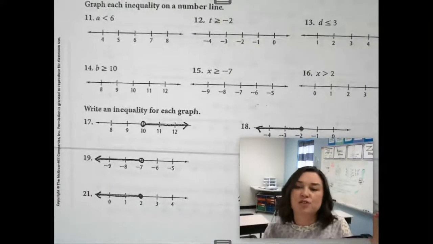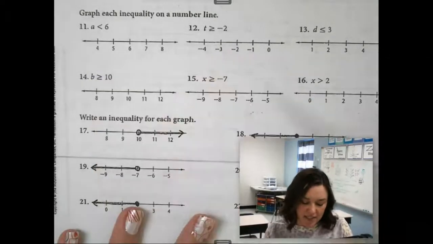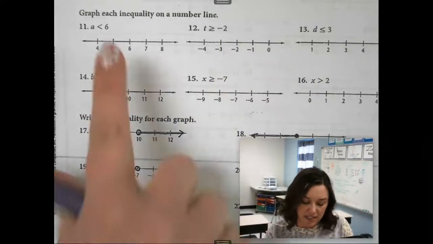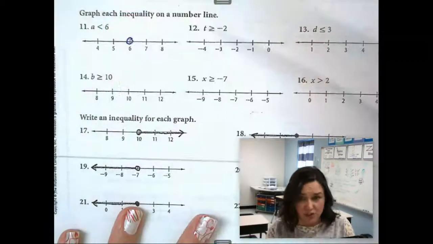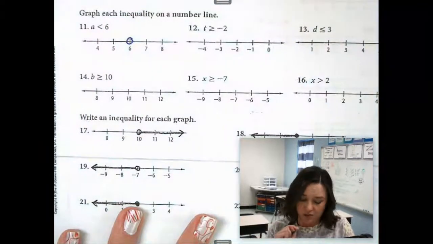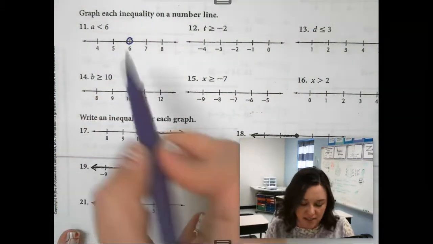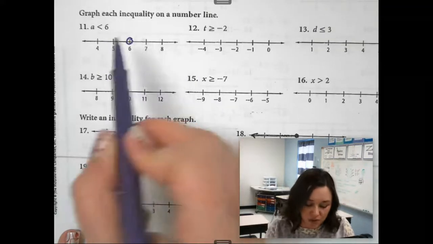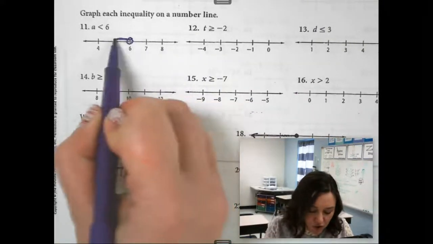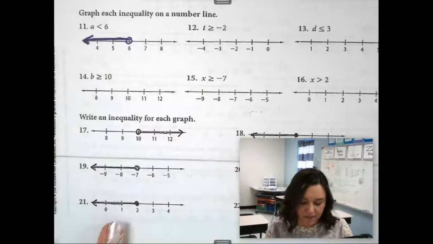This wants us to graph the inequalities on the number line. So A is less than 6. Remember, if it's a less than or greater than sign, we put an open circle, which means I'm not touching you. I'm getting really close, but I'm not touching you. And A is less than 6. Well, which numbers are less than 6? The ones going towards 5 or the ones going towards 7? The ones towards 5. So I am going to shade to the left, and that is the graph there.